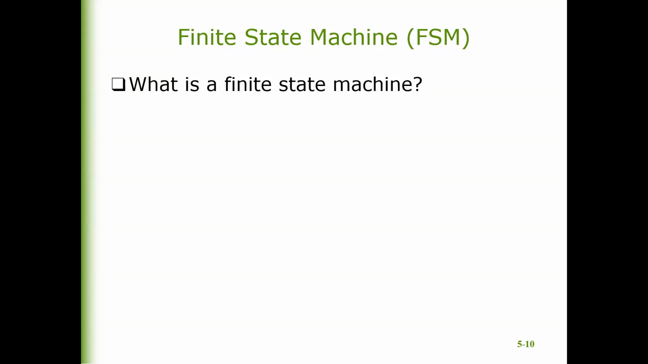That means if our input is 1, we will go back to the even state, because if we have an odd number of ones and now we have another 1, now we have 2 ones. We have an even number of ones, so we should go back to the even state. So is the logic clear? Any questions?